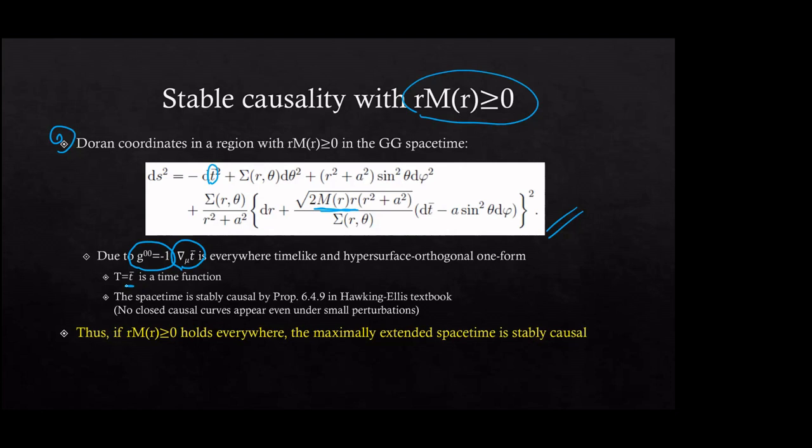So this is sufficient to prove that the space-time is stably causal by proposition 6.4.9 in the famous Hawking-Ellis textbook. And stable causality means that there are no closed causal curves, and they do not appear even under a small perturbation of the space-time. So stable causality is a stronger condition than just causal behavior. So this means that if this inequality is satisfied everywhere, the maximally extended space-time is stably causal, so that there is no causality problem in the whole space-time.